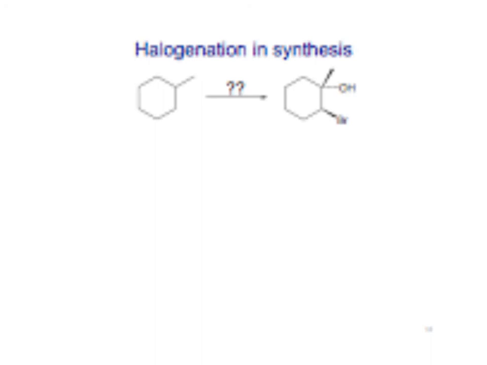All right, so let's just finish off by thinking about how we might be able to use halogenation reactions in synthesis. Okay, so now, instead of starting with an alkene or an alkyl halide or something like that, we can actually start with an alkane and we can halogenate it. All right? So, how could we convert this methyl cyclohexane to this bromohydrin over there?